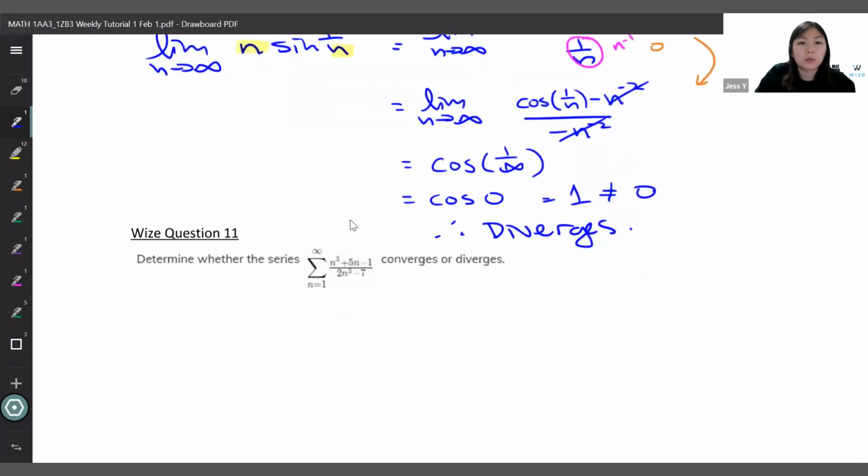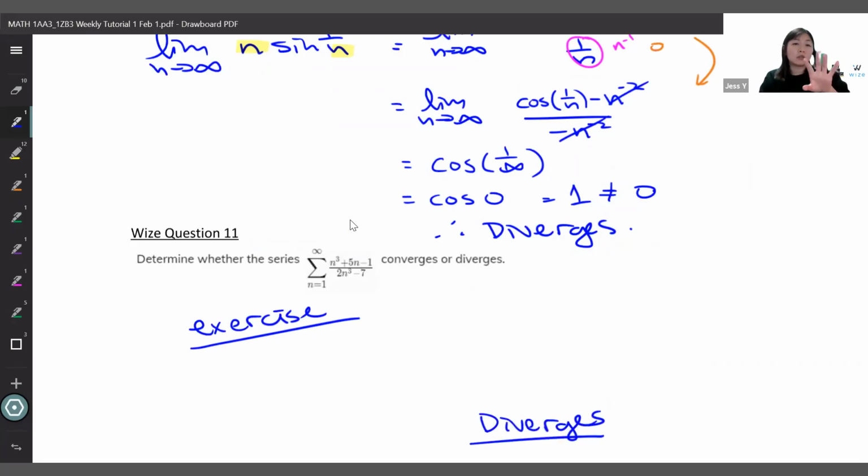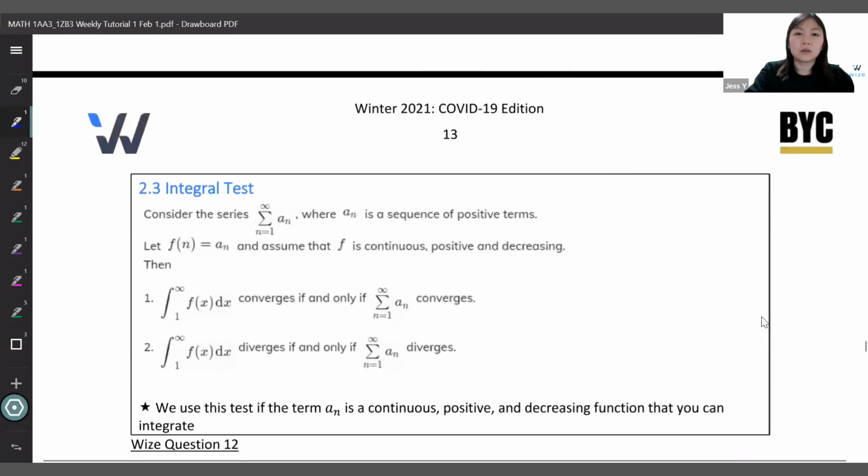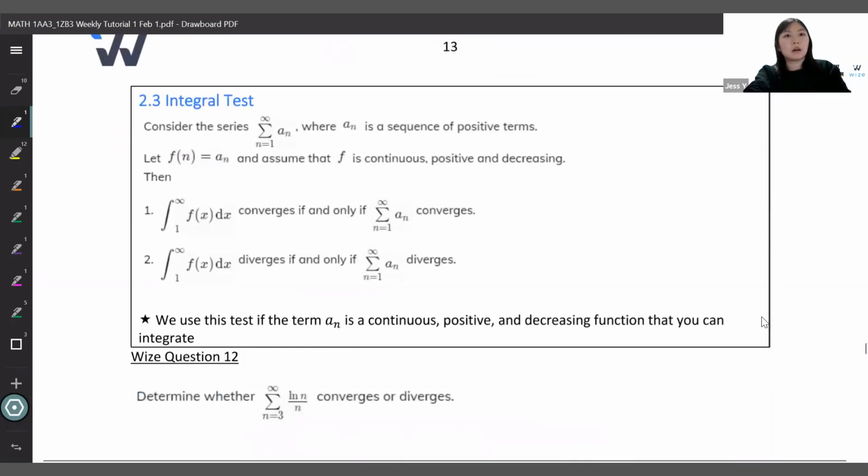So I'm gonna leave number 11 as an exercise for you. I'll tell you right off the bat, it diverges, but I want you guys to try it out using test of divergence, okay? But I wanna get into more juicy tests with you. And the next one is called the integral test, and you learned that last week. It will definitely be on your next assignment.